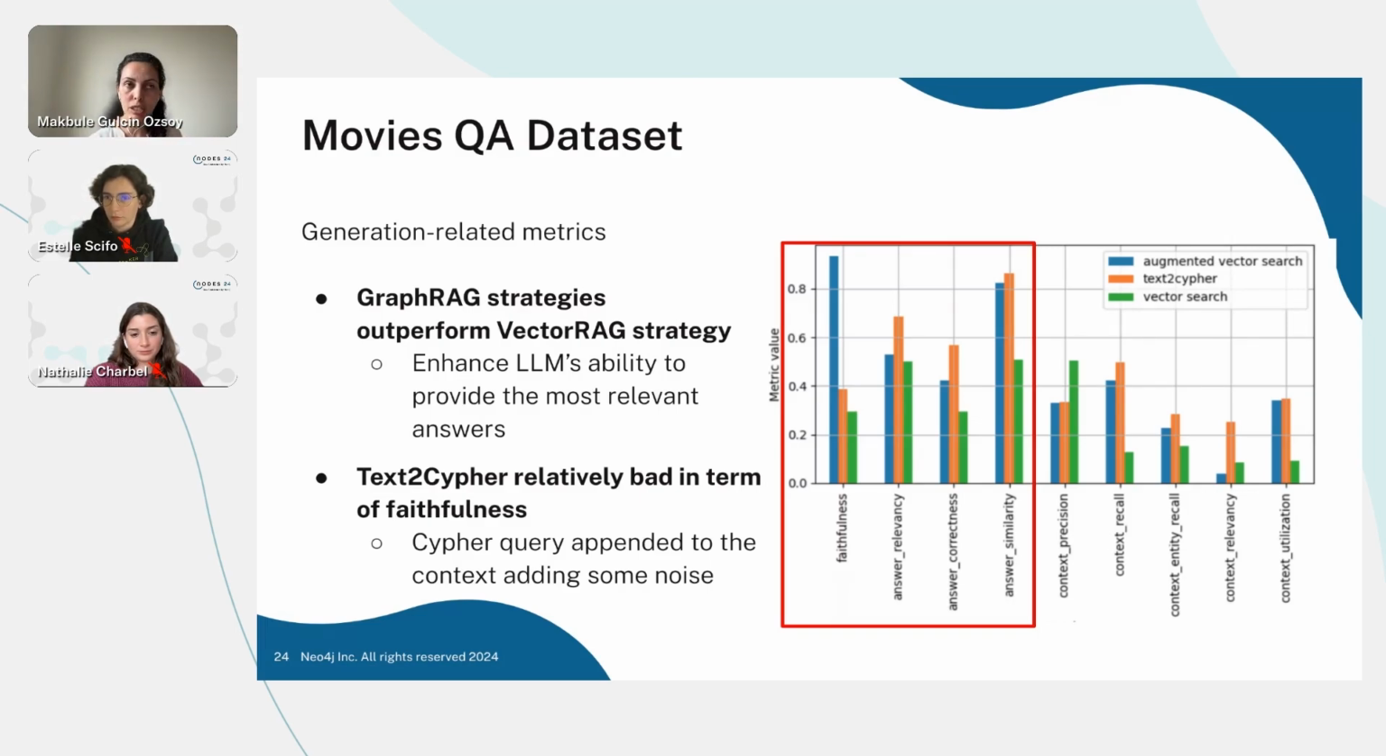And we think that it is relevant to how we provided the context to the generator. Since in the text-to-cipher, we have provided cipher queries together with the context we have collected, and we believe that creates noise for the LLM. That could be the reason why we have a different faithfulness result.